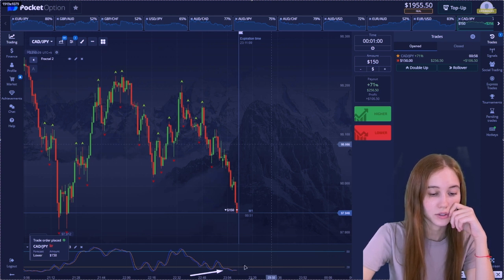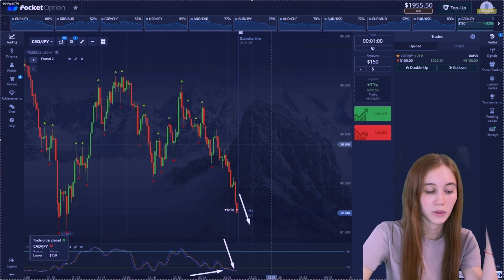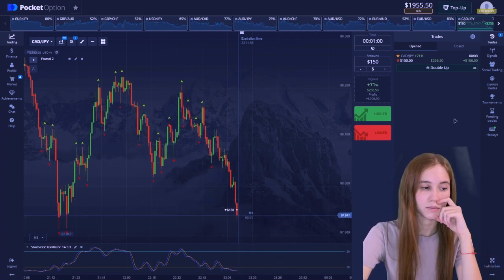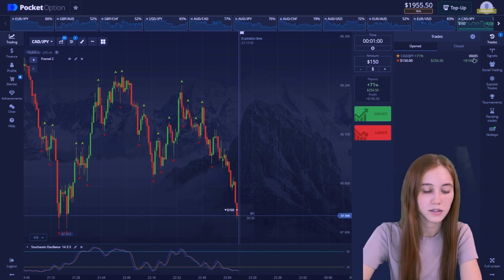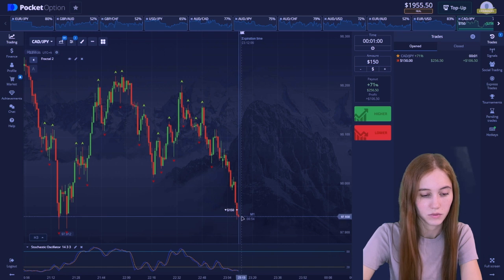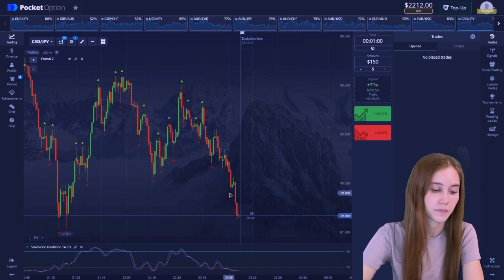Also, if you look closely, the orange line began to dominate the blue line. That indicates that the trend will fall. 6 seconds until the end of the deal. And 5. Yeah, plus deal. Profit is $106.